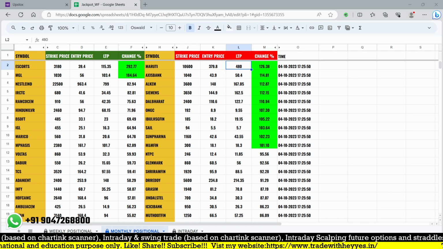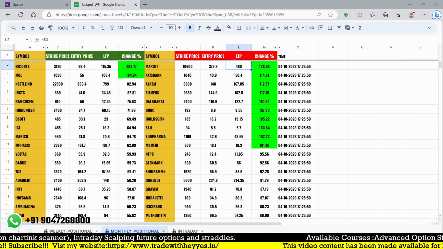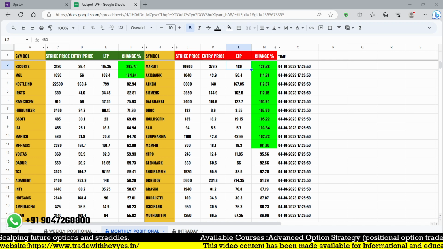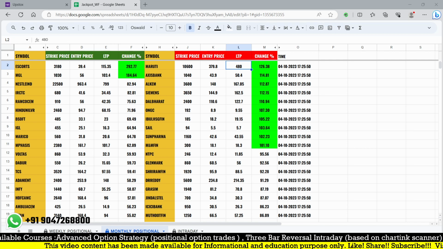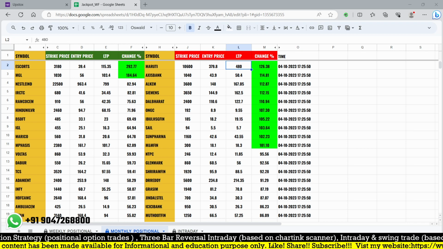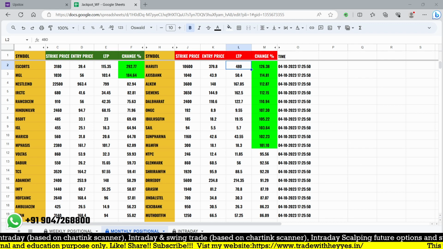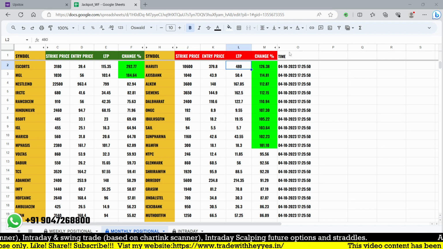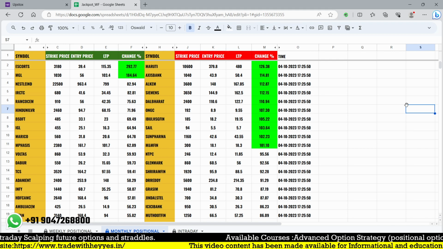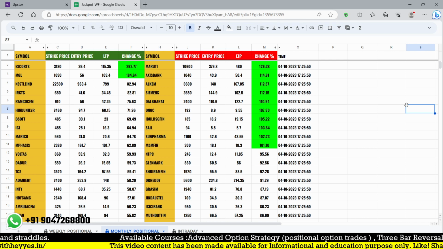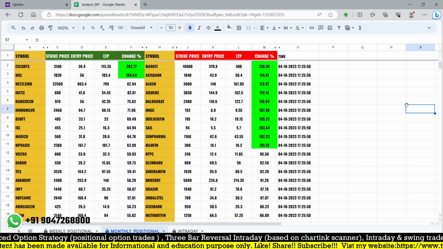Those people who have finished my advanced option strategy know this well, because the weekly positional and monthly positional sheets work based on my advanced option strategy concepts, but the intraday sheet works based on indicators. So you need to understand this Google Sheet and how to use it. If you want to know that, the link is on my website, and I have already mentioned how to use the Google Sheet.